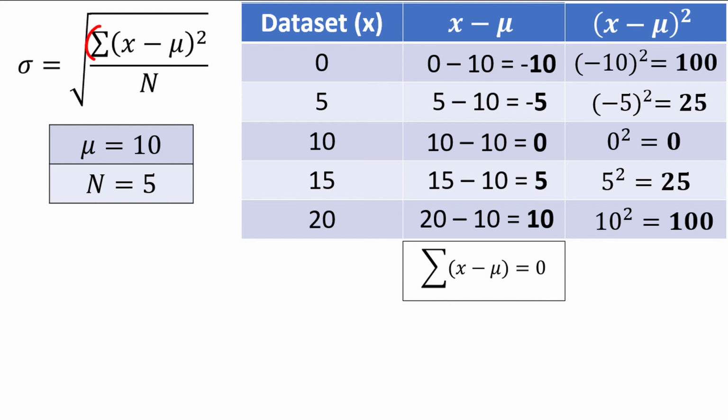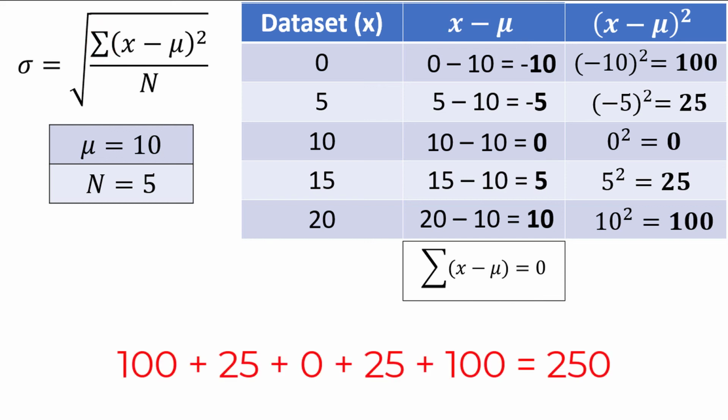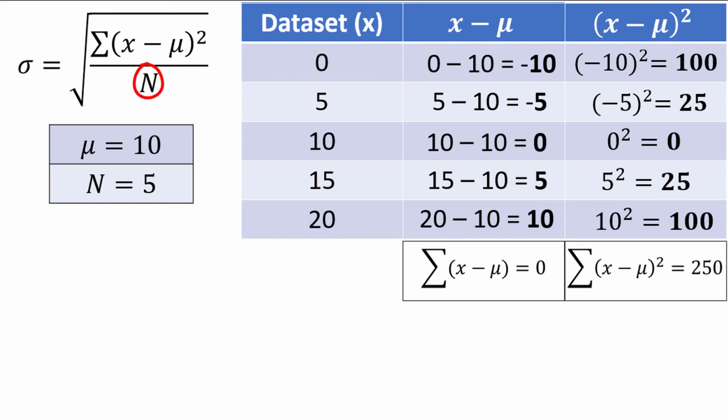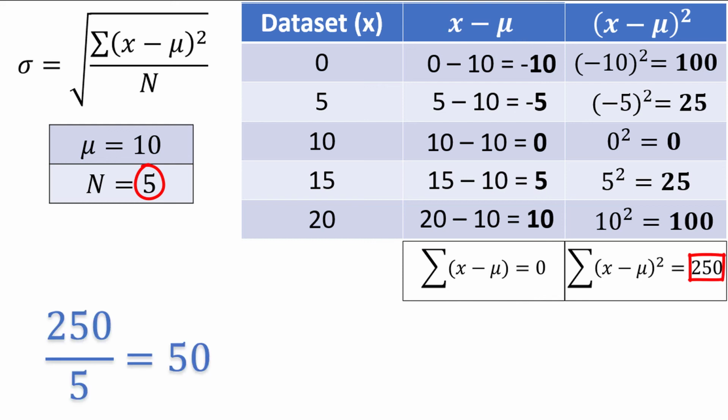Next, the uppercase sigma in the formula tells us to sum the squared differences, x minus mu squared, so that's what we will do. 100 plus 25 plus 0 plus 25 plus 100 is equal to 250. Now we can divide by capital letter N, which is 5. 250 divided by 5 is equal to 50.